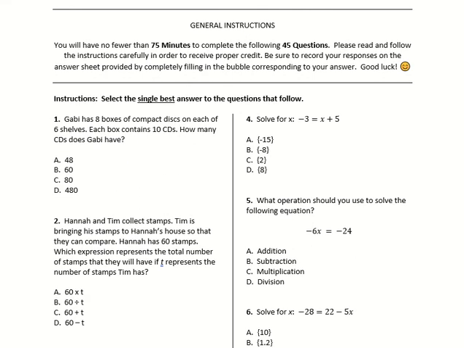All right, so instructions. Select the single best answer to the questions that follow. Number 1. Gabby has 8 boxes of compact discs on each of 6 shelves. Each box contains 10 CDs. How many CDs does Gabby have? A, 48, B, 60, C, 80, D, 480.